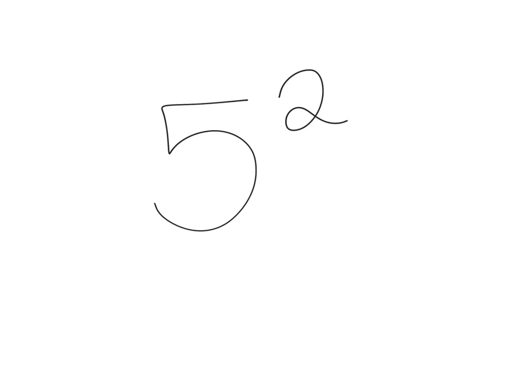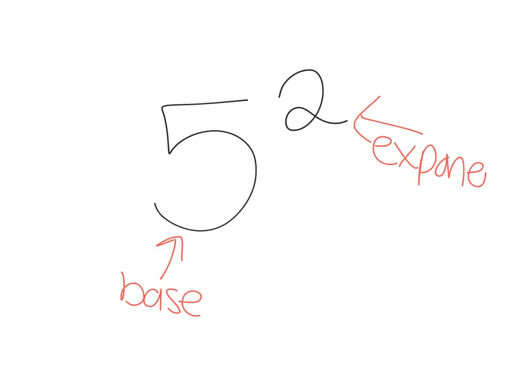So to review, we have 5 to the second power. So 5 is the base and 2 is the exponent. Go ahead and fill that in on your paper. 5 is the base, 2 is the exponent. This is called 5 squared. So anytime you have a 2 as an exponent, it's squared. Or you can say 5 to the second power. Make sure you fill in those things on your worksheet.